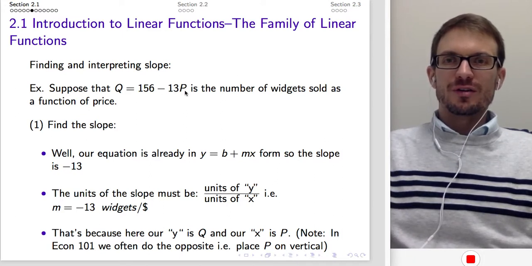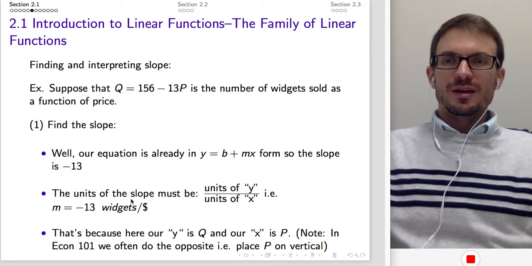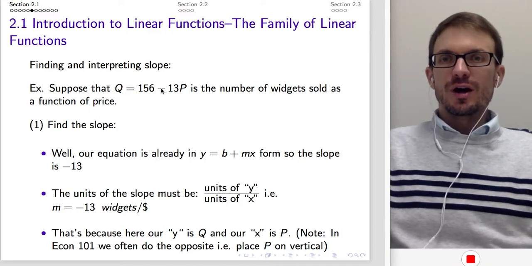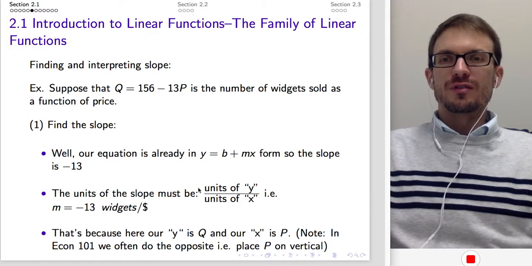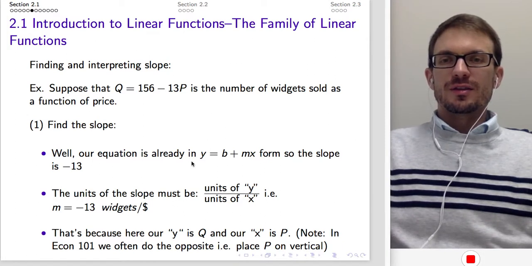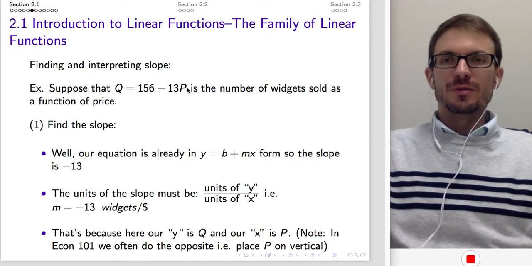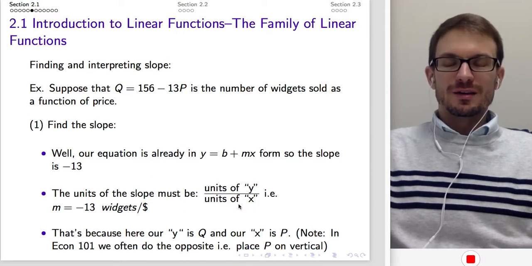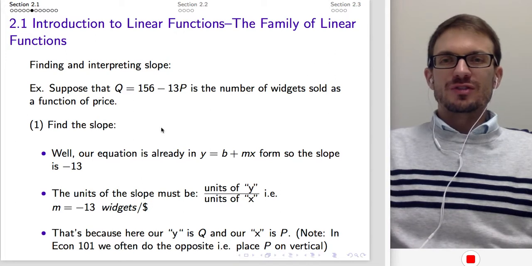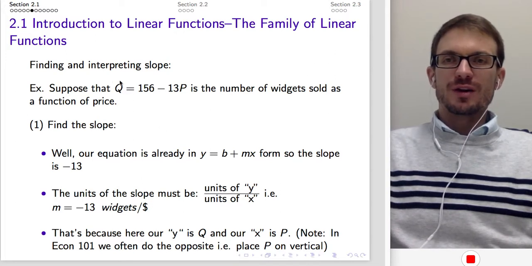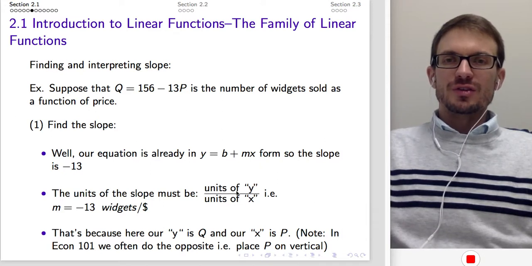Right? This is like our x, this is like our y. And then to get the units, well, it's going to have the units of the dependent variable Q divided by the units of the independent variable P, right? So the units of our y are widgets. Q is a quantity of widgets, and x is in dollars, because price is measured in dollars. So the slope has to be widgets per dollar.